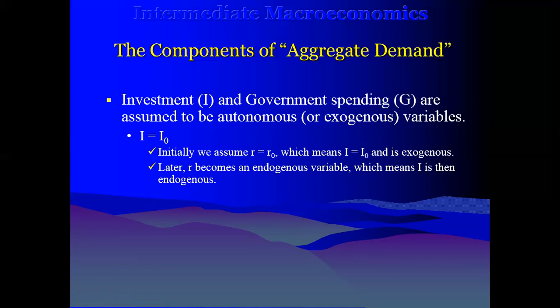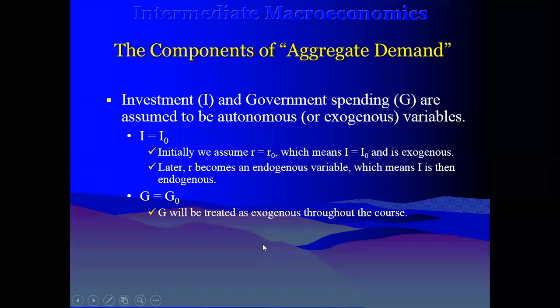We will see that even investment doesn't only depend on interest rate, but it also depends on the level of income. Okay, so I for now will be taken as I0. As for G, it will always be taken as autonomous in this course. But don't be surprised, government expenditure too depends on the national income. But for this level, we are just assuming G is autonomous.